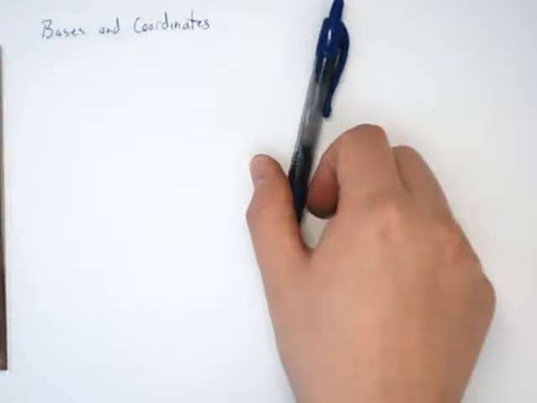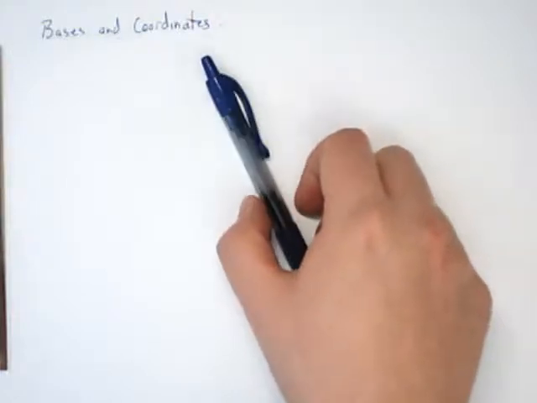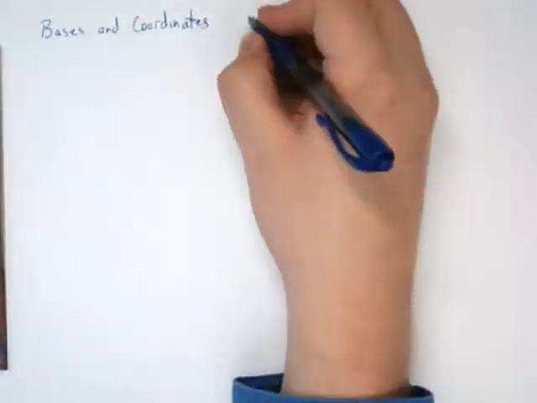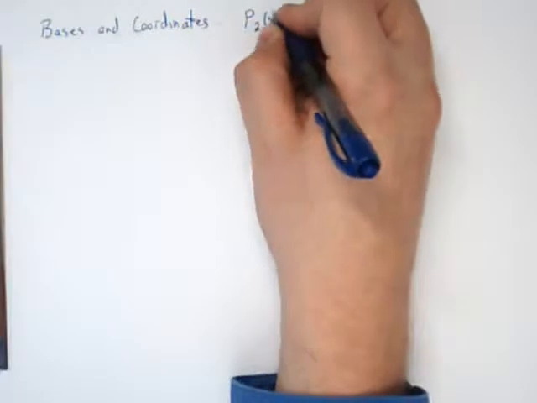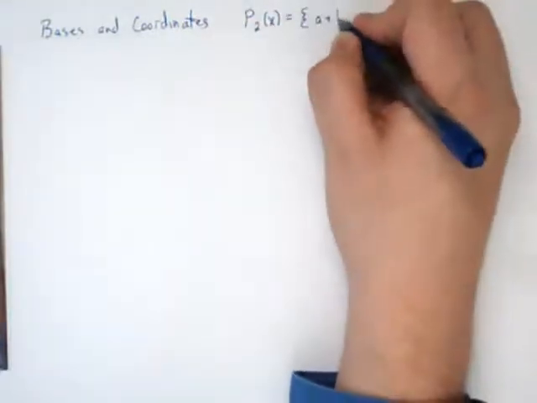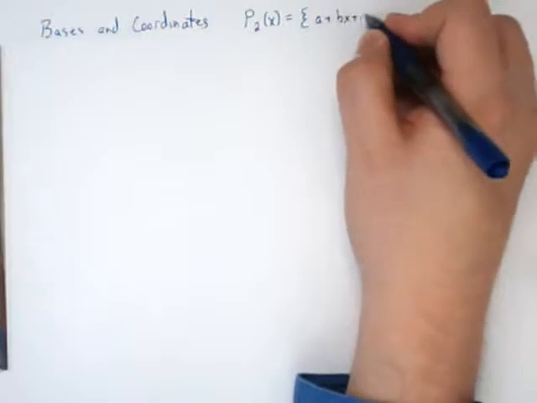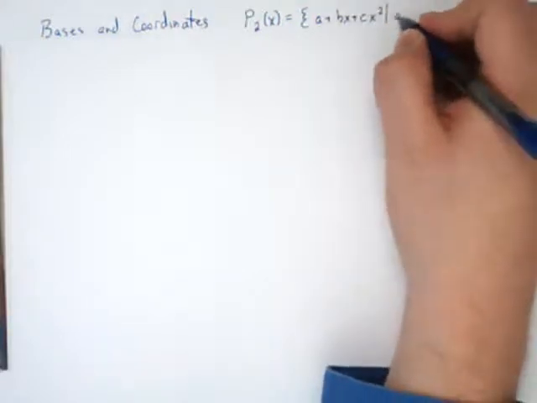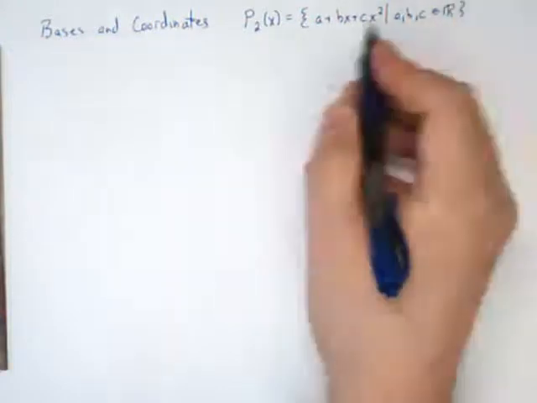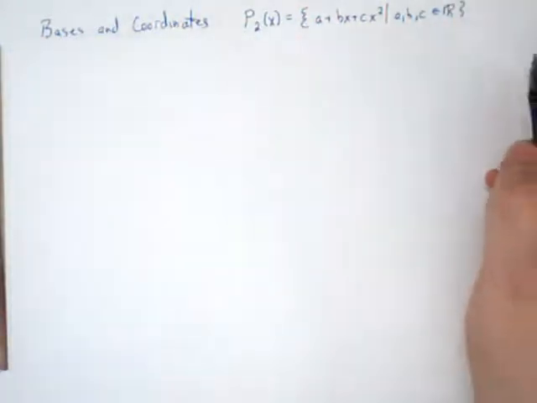In this screencast, we're going to talk about bases and coordinates of vectors relative to a basis. We're going to focus on the set of polynomials of degree 2 or less, which is just polynomials of the form a plus bx plus cx squared, where a, b, and c are real numbers. This set of polynomials, we're going to get a basis for it.